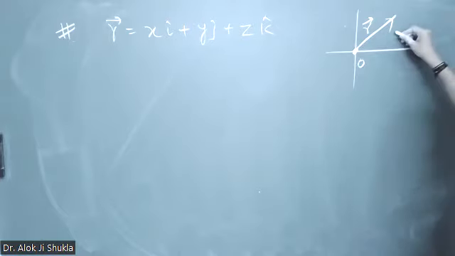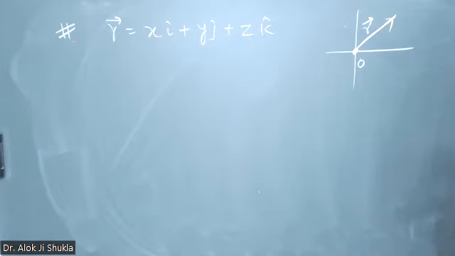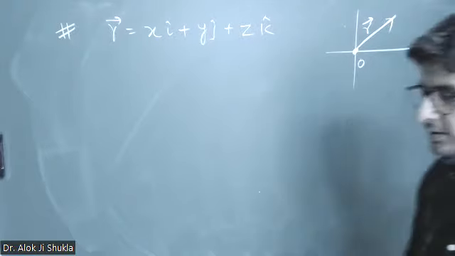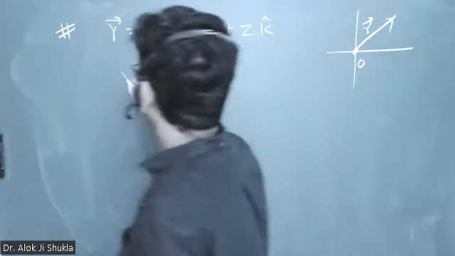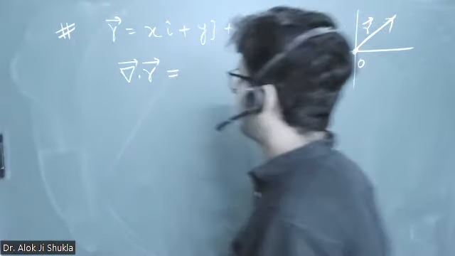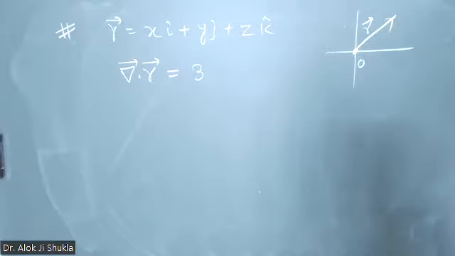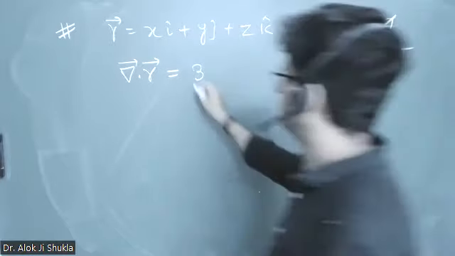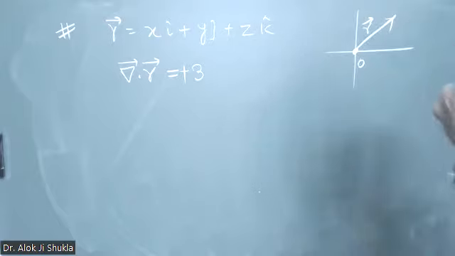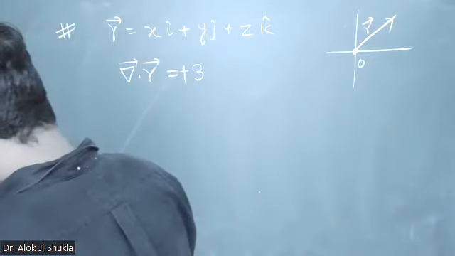This is the vector. So is it diverging from a point or not? Yes, sir. Let us check. We can see it is diverging. So we should get a positive divergence. So del dot r, it is 3. Yes or no? Which is positive 3. Which we can see here. It is diverging from a point. Correct? Yes, sir.